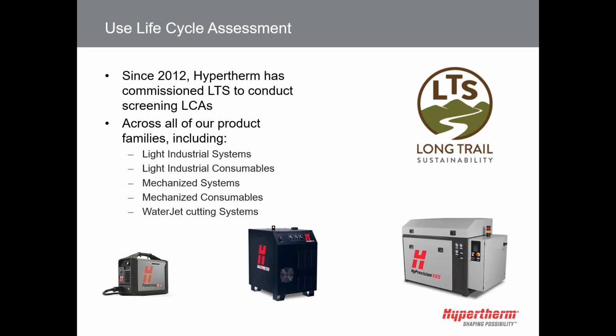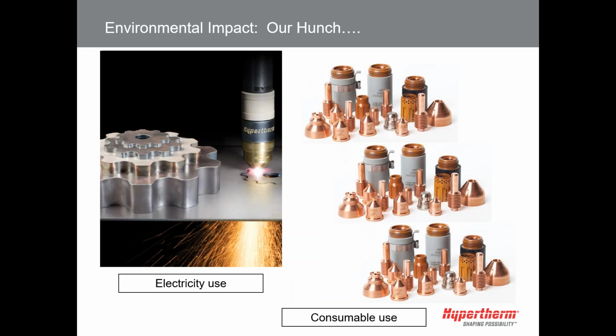So we've conducted with LTS about 7 life cycle assessments over the past few years, and that's across all of our product families. So we have light industrial, that's the kind of equipment that an artist might use or an auto body shop, up to our biggest water jet and mechanized plasma cutting systems, which again might be cutting something like marble, concrete, or 6-inch thick steel for the hull of a ship. Next slide, please.